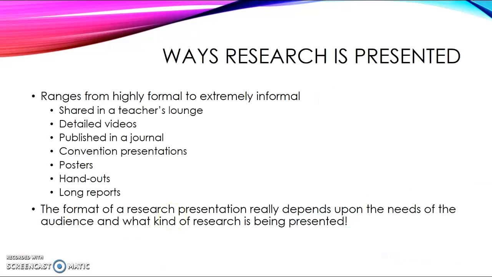Okay, so this section talked about ways that research can be presented, and we all know that it goes from formal to extremely informal depending on what you want. A couple of the examples given in the book were that it can be shared in a teacher's lounge around a table. There's videos, journals. You can go to a convention and present it. There's posters, handouts, and there's really long reports that can tell us all about what action research happened. But it really depends on the need of the audience and what kind of research is being presented overall.